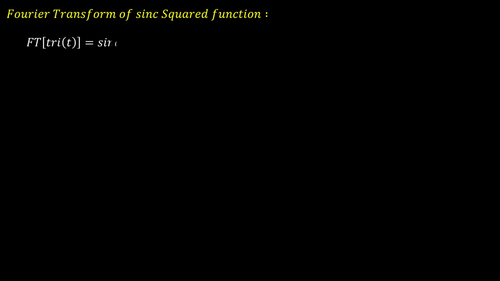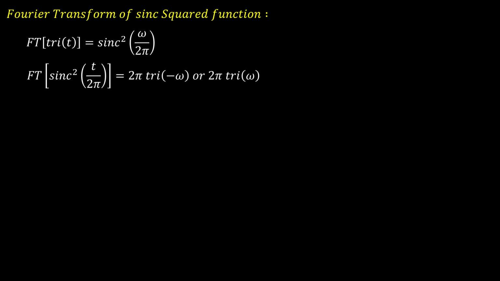Now let's come to another example. Fourier transform of the sinc squared function. We know that the Fourier transform of a triangular pulse is the sinc squared function, which is sinc squared of omega upon 2 pi. By the duality property, omega is replaced by t. The Fourier transform of this sinc squared t upon 2 pi has to be 2 pi tri of minus omega, and the triangular pulse is an even function. So we can write the Fourier transform of the sinc squared function as 2 pi tri omega.